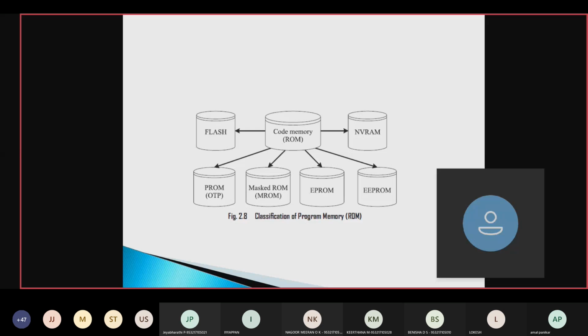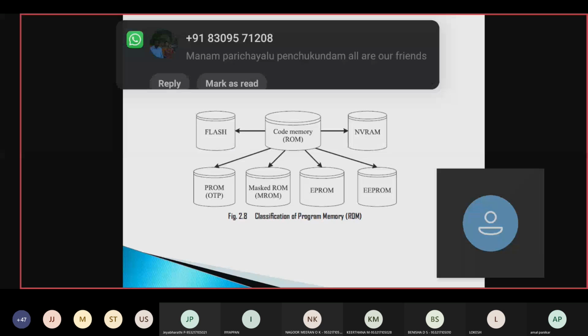Next, we will go for one more block, which is called the memory. Memory is a very important thing, and different memories are available. We have the code memory, which is called the ROM. The ROMs have different classifications: flash, NVROM, PROM, mask ROM, EPROM, EEPROM. Like this, we have different types of memories.